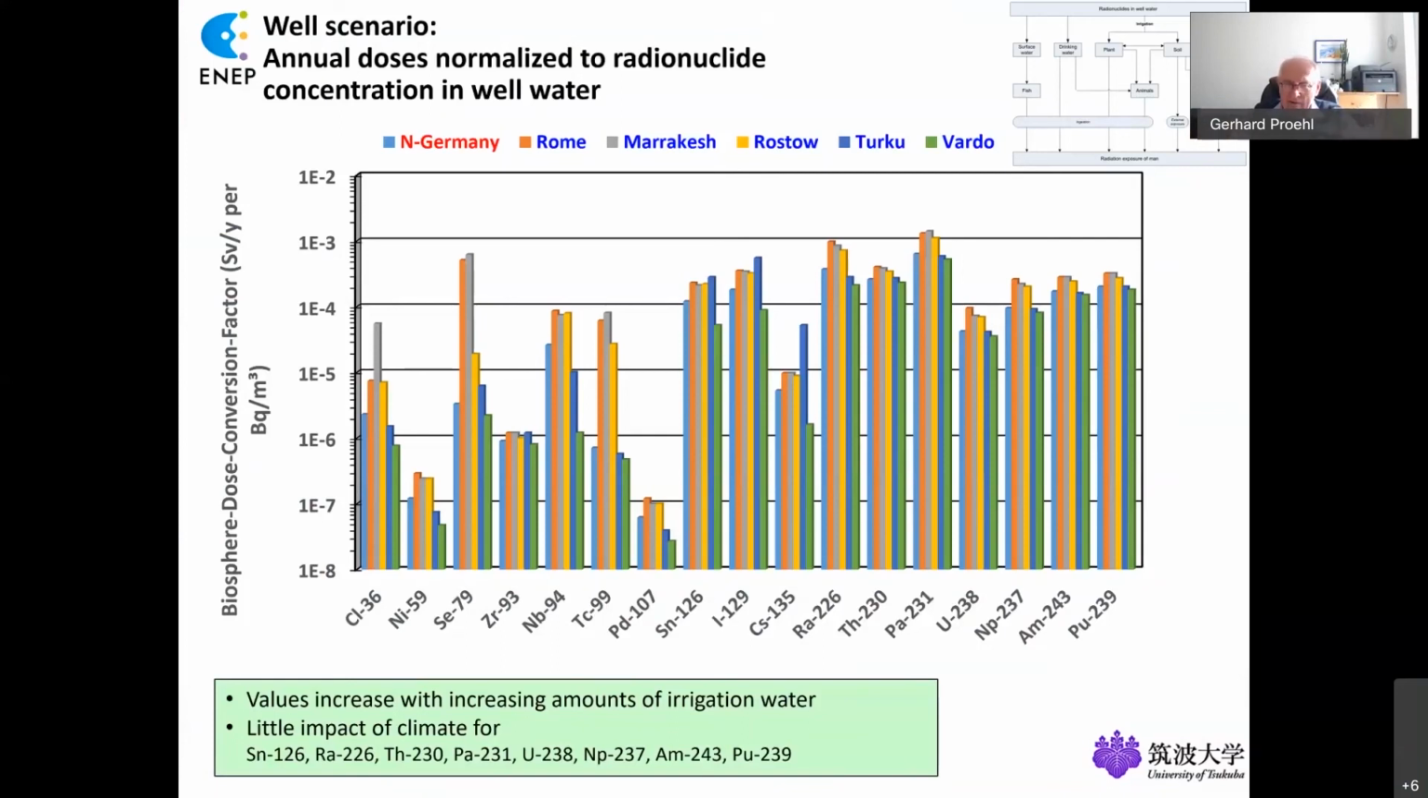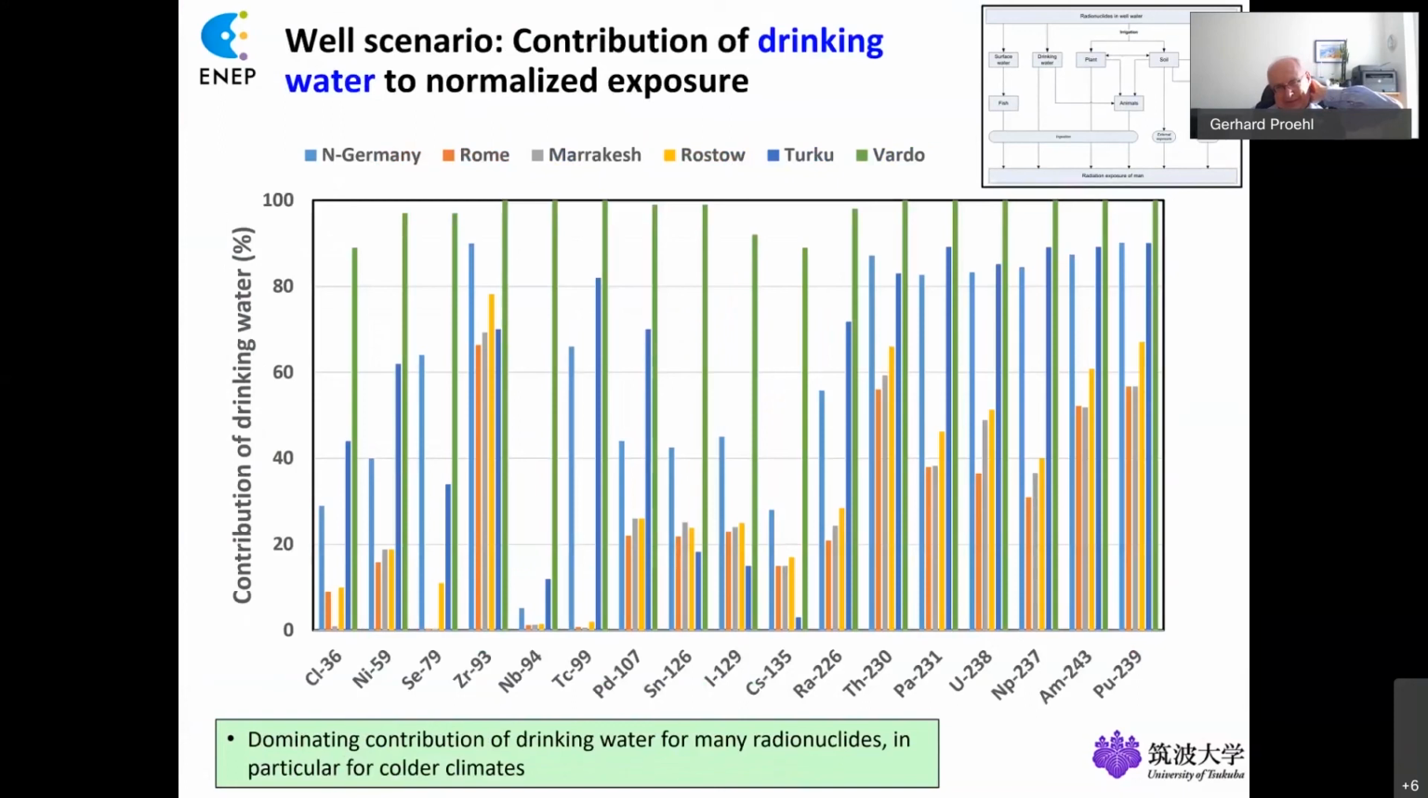Variation for the elements which are on the right side, radium, protactinium, etc. This gives the contribution of drinking water to the normalized exposure. The amount of drinking water varies with the climate, but nevertheless there are some constraints. Usually, the recommendation is that people drink 2 liters of water, and many people drink less. So we have assumed 2 liters of drinking water for temperate and cold climates and 3 liters for hot climates.